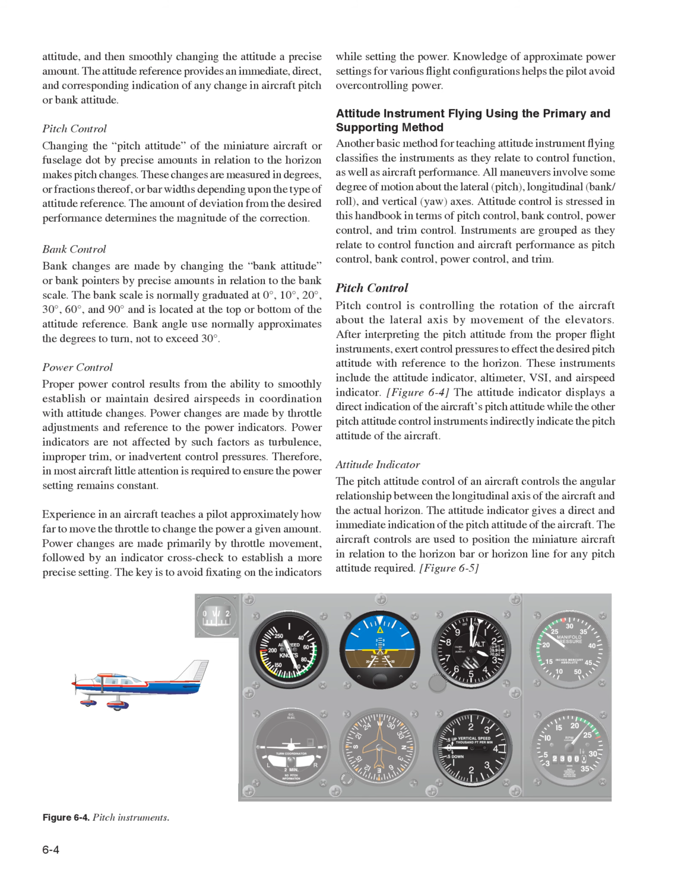Experience in an aircraft teaches a pilot approximately how far to move the throttle to change the power a given amount. Power changes are made primarily by throttle movement, followed by an indicator crosscheck to establish a more precise setting. The key is to avoid fixating on the indicators. Figure 6.4. Pitch instruments. While setting the power, knowledge of approximate power settings for various flight configurations helps the pilot avoid over-controlling power.